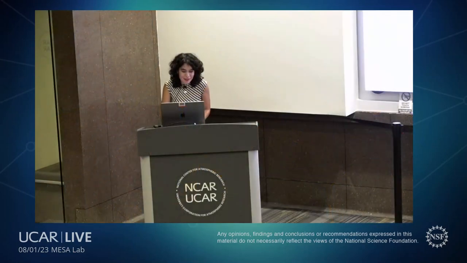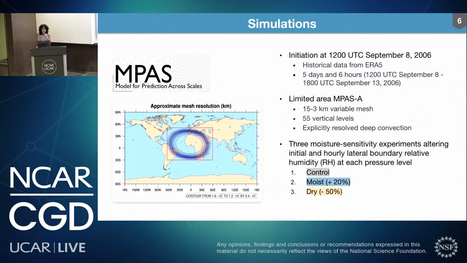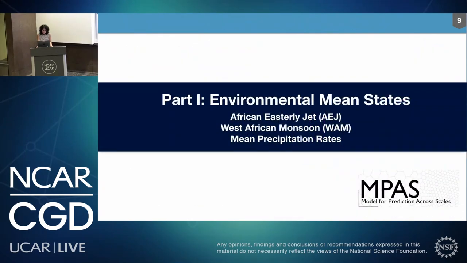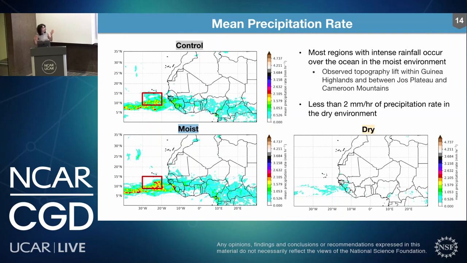Yes, that is a great question, and they actually do. In Africa, we have many mountains, plateaus, and highlands, so they can affect how the convection forms. I want to show you the mean precipitation rates, which were very interesting because in the moist environment, we saw an increase in places where we had mountains. You can see the increase in precipitation over the ocean, but also those small dots of high precipitation over the land. This is close to the Guinea Highlands, the Jos Plateau, and the Cameroon Mountains, so it could be an indicator of the topography affecting the systems.